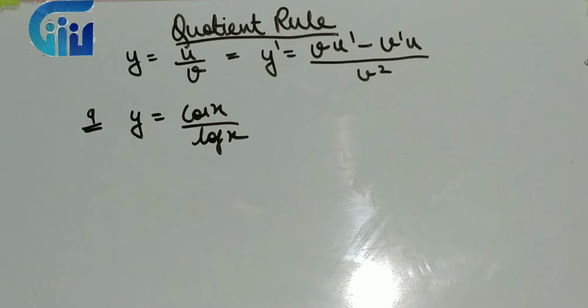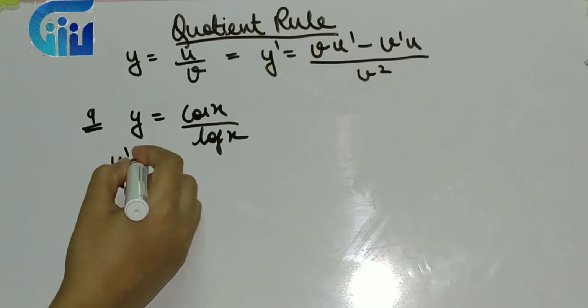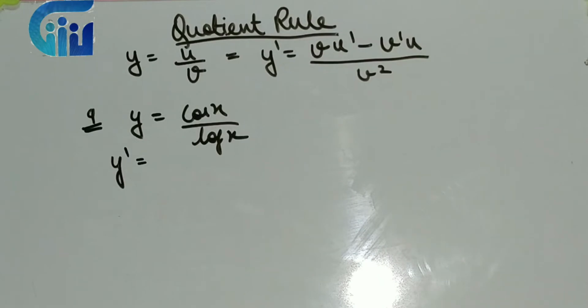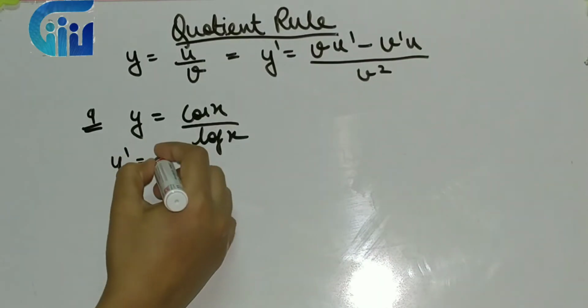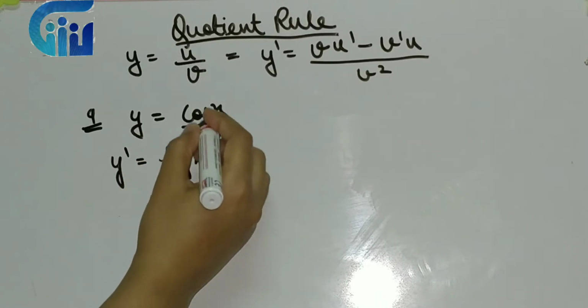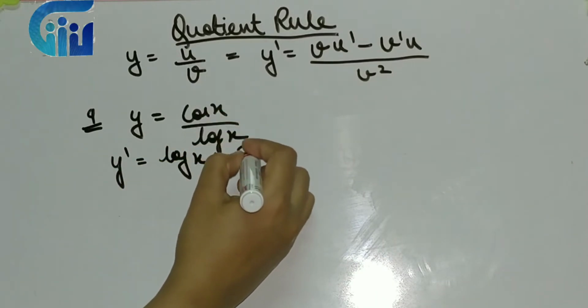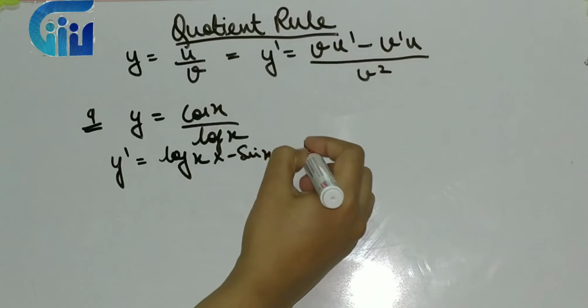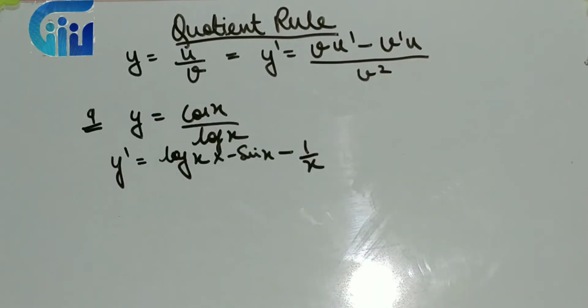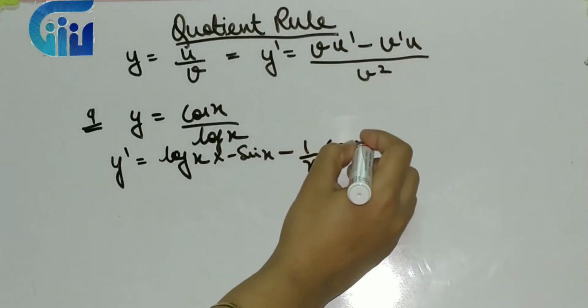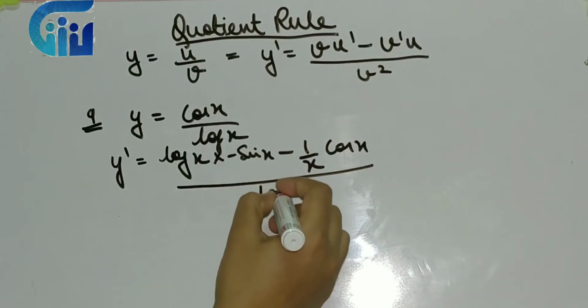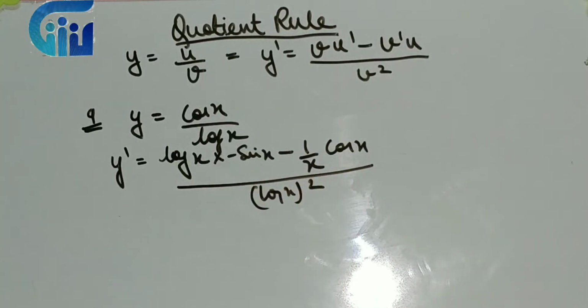The question is y is equal to cos x upon log x. So I can find the derivative by quotient rule. Why will I apply the quotient rule? Because the two functions are in division. So when they are in division, we'll apply the quotient rule. So log x will be as it is. The derivative of cos is minus sin x, minus cos x times the derivative of log x, which is 1 upon x, and in the denominator I'll just write log x whole square. So we can leave the answer here.